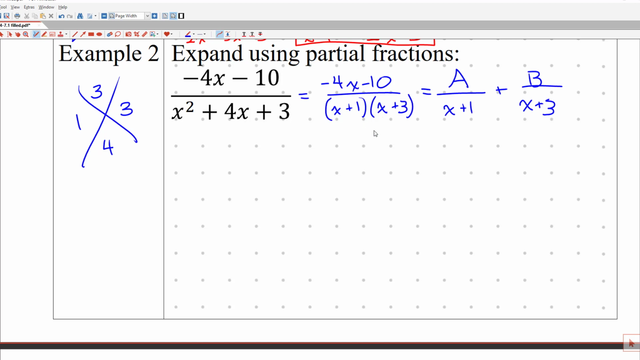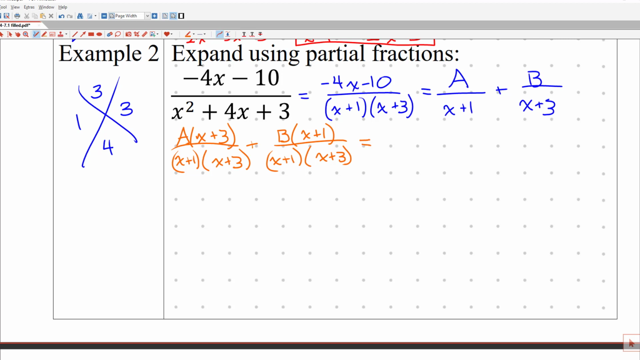Then from here, I'm going to multiply a by x plus 3. I'll just do that in a different color down here. So I really have a times x plus 3, and that's all over x plus 1 times x plus 3, and that's plus b times x plus 1 all over x plus 1 times x plus 3, and I forgot the parentheses back here. All right, so that's looking good.